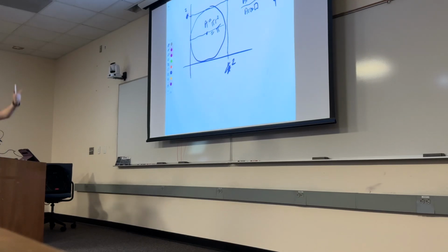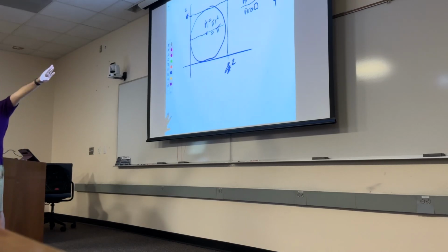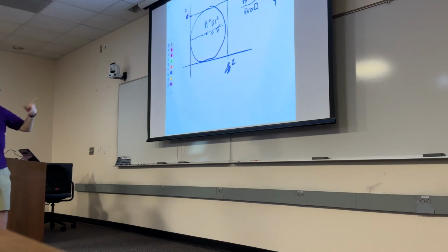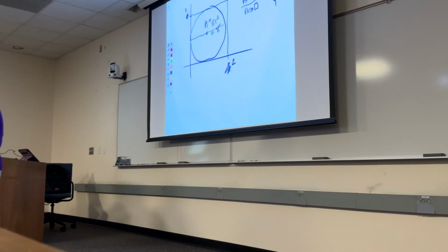78%. It's pi over 4, right? Because I can hit any one of the points inside the square equally likely, but only pi out of the 4 units are going to be in the circle, right? So the area of the circle is pi, the area of the square is 4. Probability I'll get a point in the circle is pi over 4.